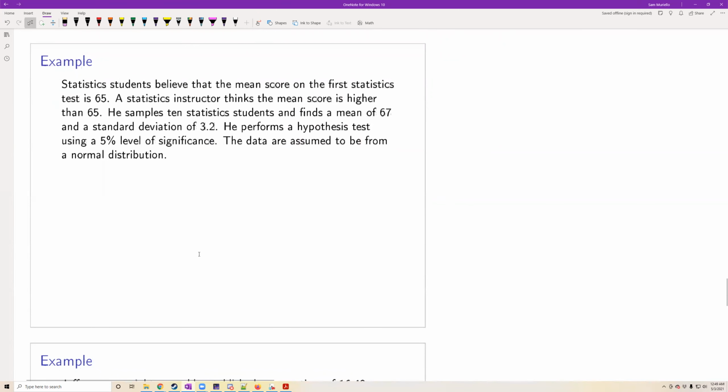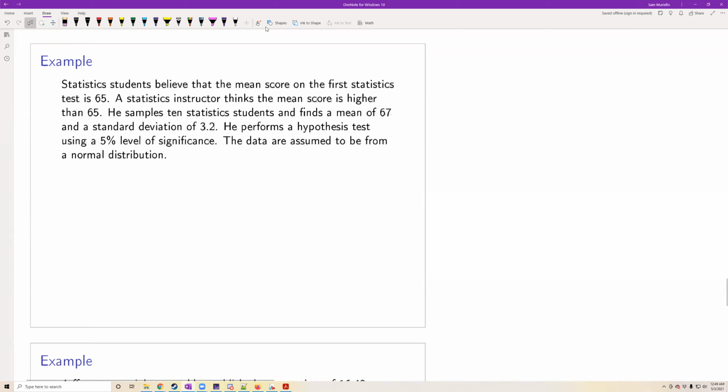Test number 1: statistics students believe that the mean score on the first statistics test would be a 65. The instructor thinks no, the mean score is higher than 65. So he samples 10 scores, finds from this sample a mean of 67, a standard deviation of 3.2. He's going to do a hypothesis test using a 5% level of significance.